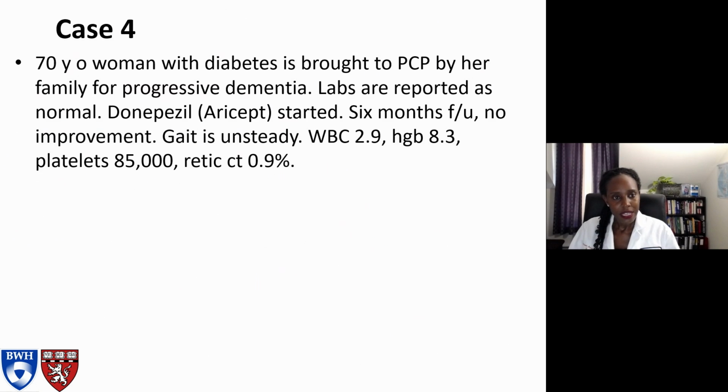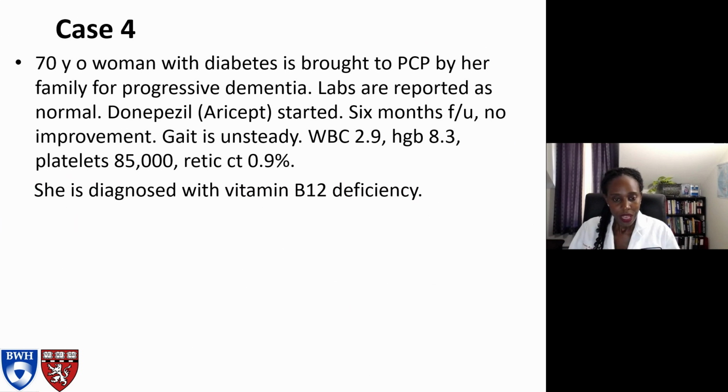The next case is a 70-year-old woman with diabetes who was brought to her PCP by her family because of progressive dementia. Her labs are reported as normal. She was started on Aricept. 6 months later, there's no improvement. Her gait is unstable. Her white count is 2.9. Hemoglobin is 8.3. Platelets are 85,000. And retic count is 0.9%. She's diagnosed with B12 deficiency.